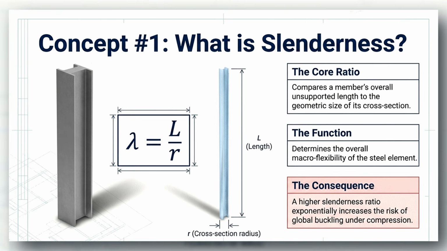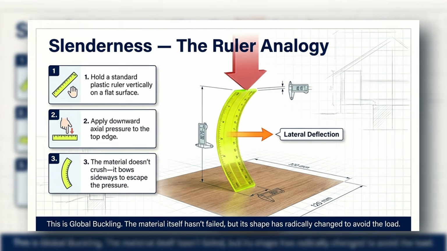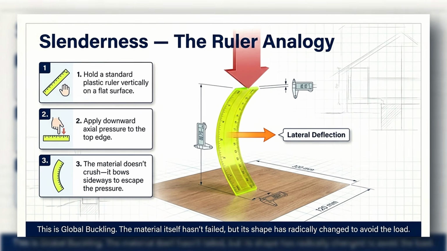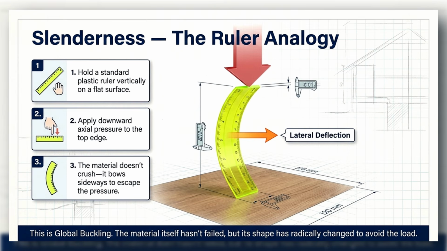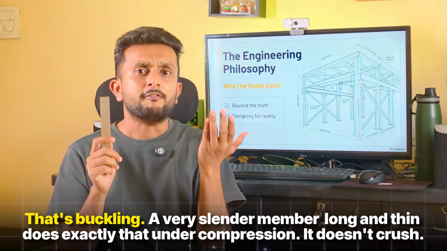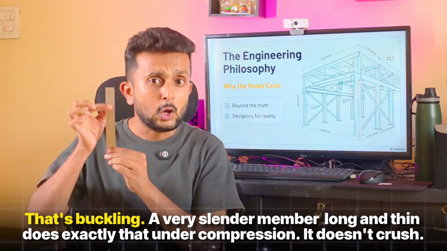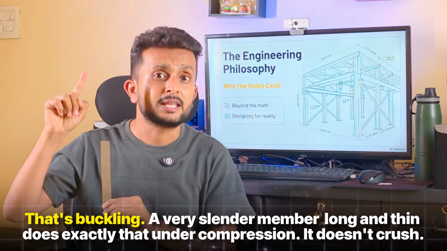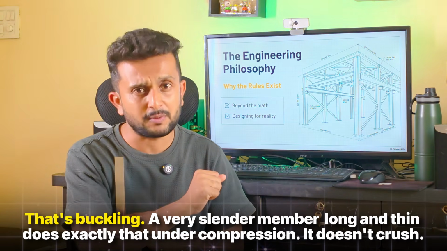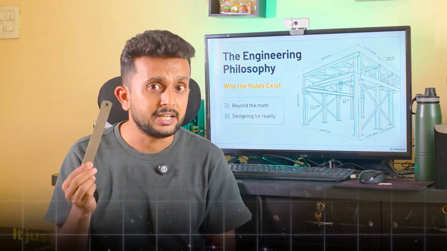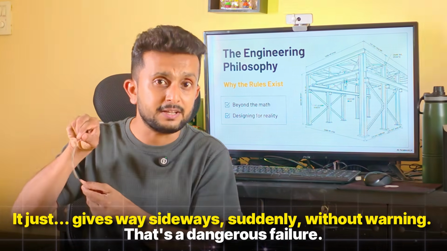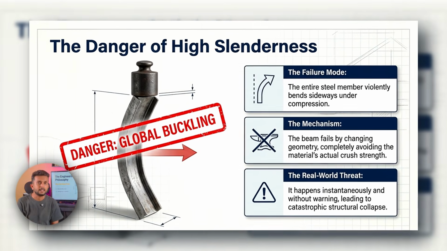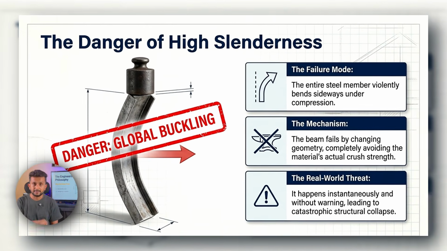Take a plastic ruler, here I have steel ruler, hold it vertically and press down. What happens? See, it bends sideways, right? See, that's buckling. A very slender member, long and thin, does exactly that under compression. See, it doesn't crush, it just gives way, sideways, suddenly without warning, and that's a dangerous failure.